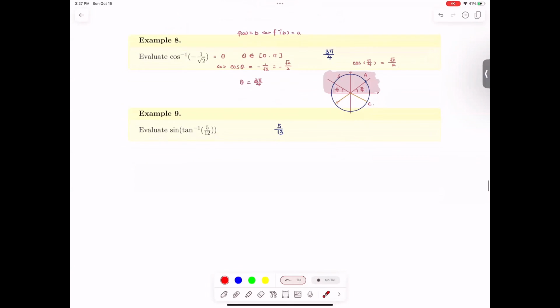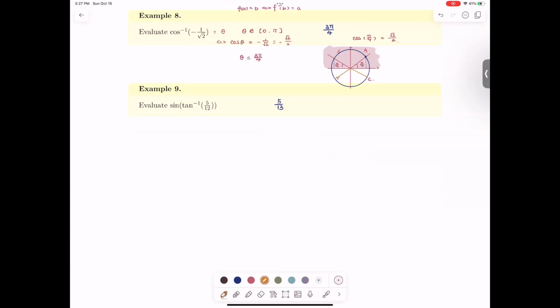Okay, move on next. Tangent inverse 5 over 12. So again, let this be theta.